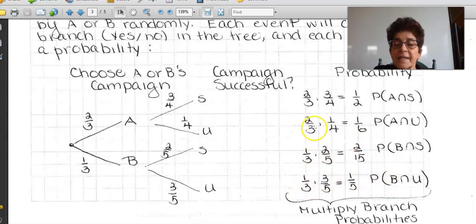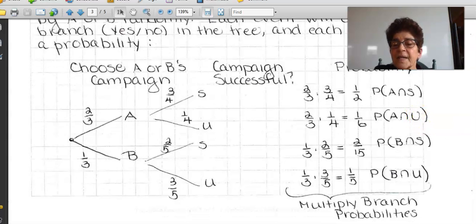So what I've done in each case is I've multiplied the branch probabilities. One thing that's interesting about this is if you add up these fractions from all of the 4 branches of the probability tree, they will sum to 1. The reason for that is there are no other possible outcomes.